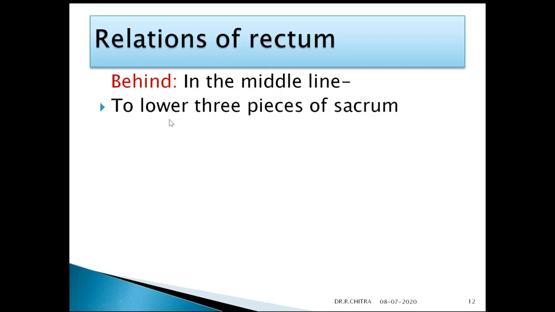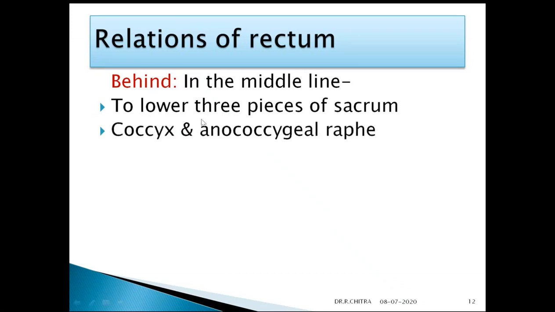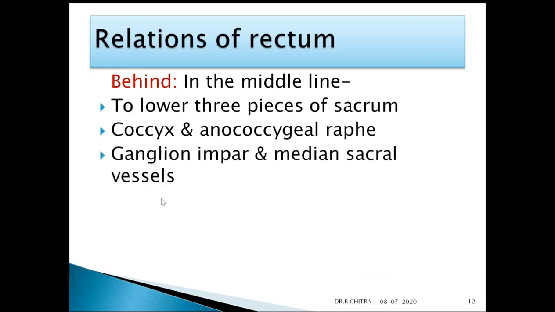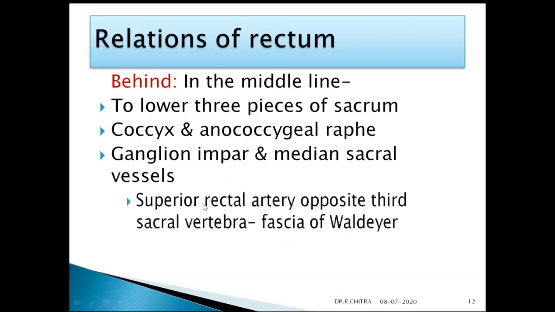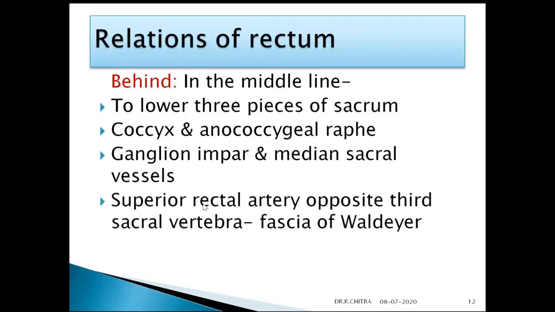In the middle, it is extending from the S2 vertebra. So behind will be the lower three pieces of the sacrum, coccyx and the anococcygeal raphe. Situated on this sacrum, we have the ganglion impar and median sacral vessels. Ganglion impar is where the two sympathetic trunks join in the lower part. Superior rectal artery.